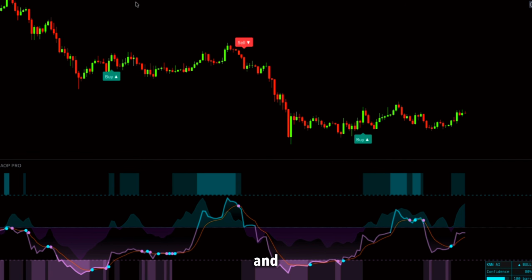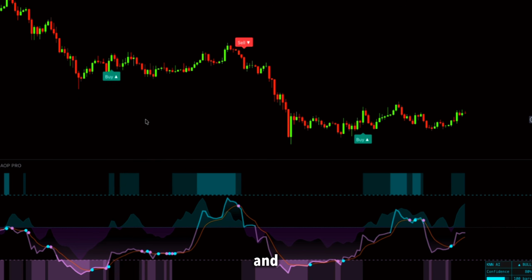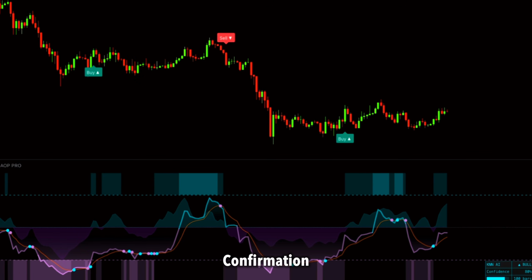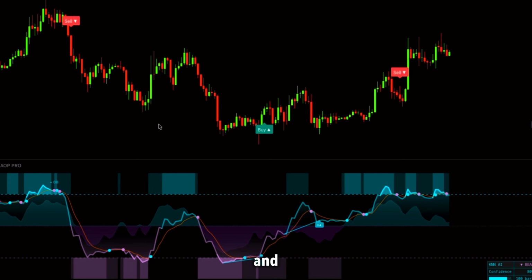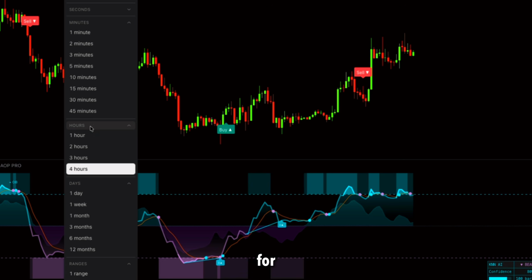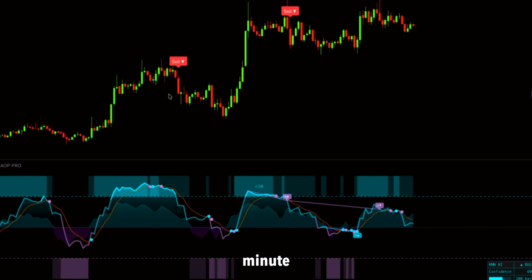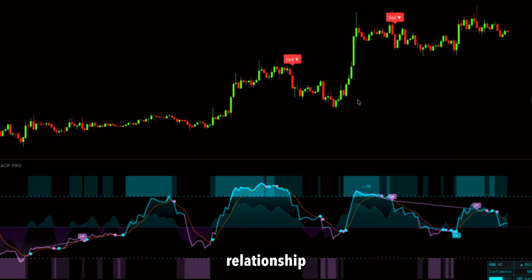For swing trading and position trading, use the daily chart for the Machine Learning Supertrend and the 4-hour chart for Artemis confirmation. For day trading, use the 4-hour chart for Supertrend and the 1-hour chart for Artemis. For scalping, use the 1-hour for Supertrend and the 15-minute for Artemis. The key is maintaining the higher to lower time frame relationship.